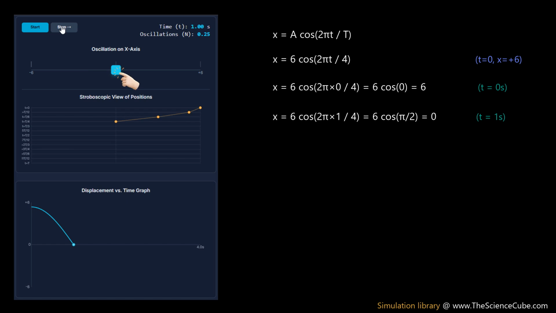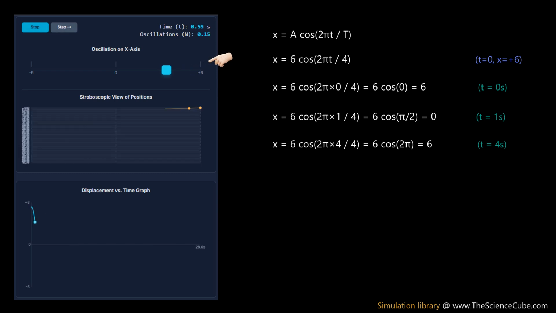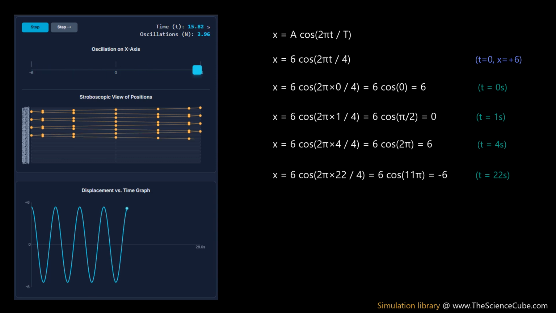Then at t equal to 4 seconds, x is equal to 6 cos 2 pi, which equals 6 meter, and that is correct again. And if we go further down, say t equal to 22 seconds, x equals 6 cos 11 pi, which equals minus 6 meter, that is also correct. So we see this equation correctly describes the motion of this particle.